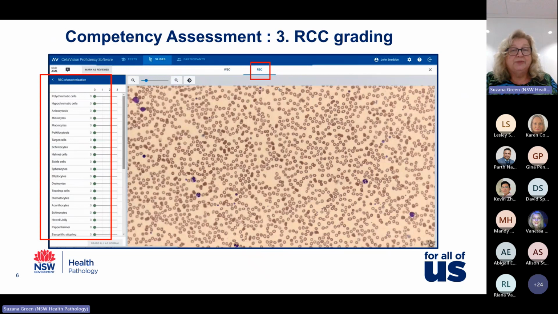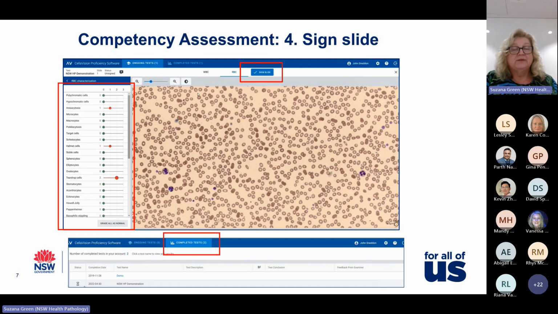Then they would also grade the red cells. In the reporting version, for the larger two analyzers, you would have what we call the advanced red cell characterization, and it would do it for you. But for competency, it's all about our participants knowing what cells are what and putting them into the correct population. They could grade them mild, moderate and marked by moving that icon over to 1, 2 or 3. Once they did the white cells, red cells and their morphology comment, they would sign off the slide, and then it would automatically appear in their account as a completed test.